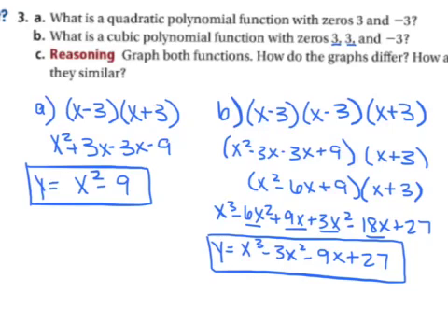Multiply through to get your next polynomial. And now it's saying in the C part of the question, graph both functions. How are the graphs different? How are they similar? So once you get both of your polynomials, go back to quick graph, graph both of those, and we'll compare similarities and differences.